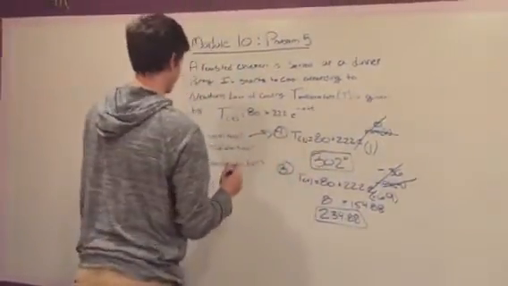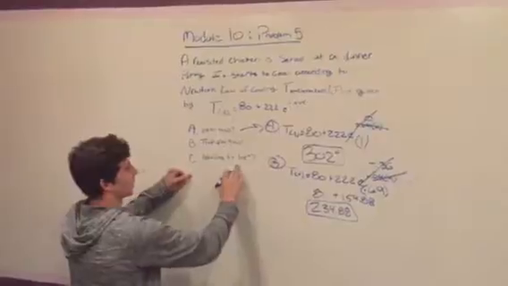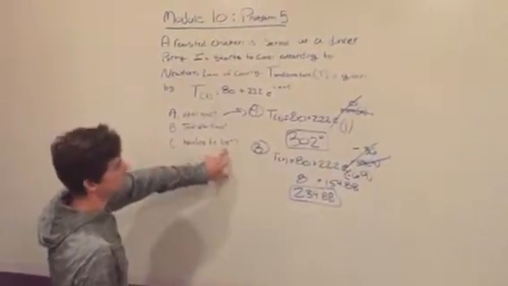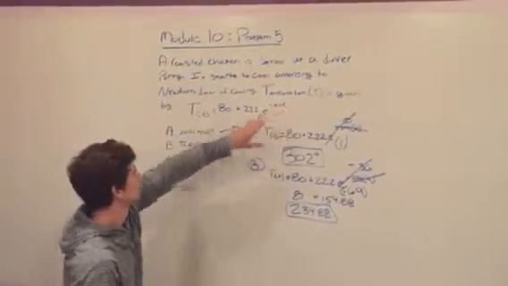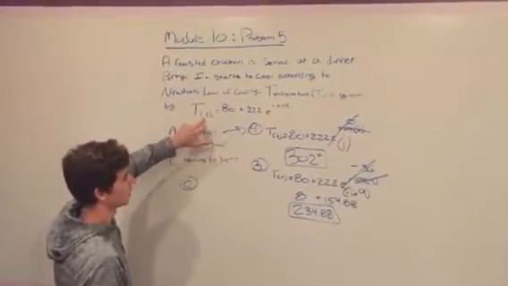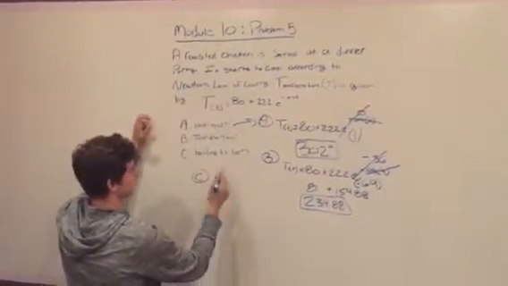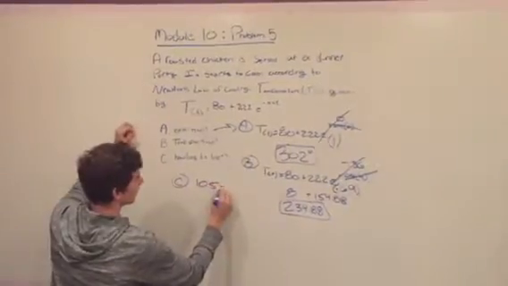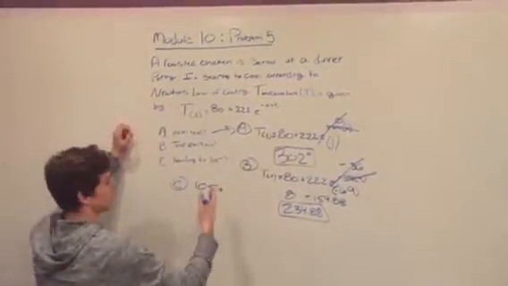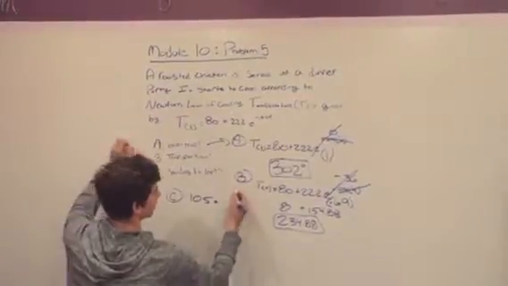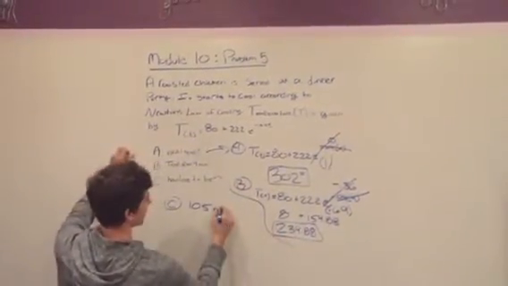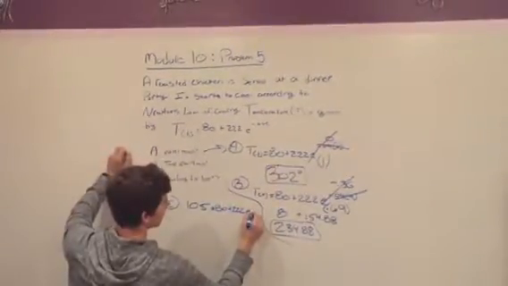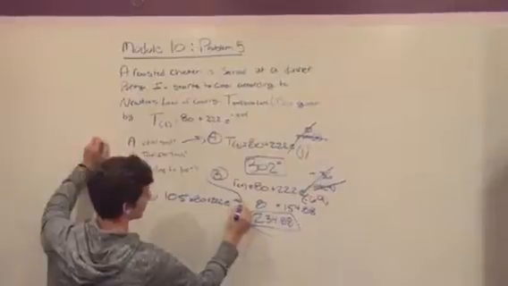Then we will go right down here. We'll do how long to reach 105 degrees. To solve this, instead of solving for the temperature, you're going to be solving for time. They're giving you the temperature: at 105 degrees, what is the time it takes to get down to 105 degrees? So you have 105 = 80 + 222e^(-0.04t).